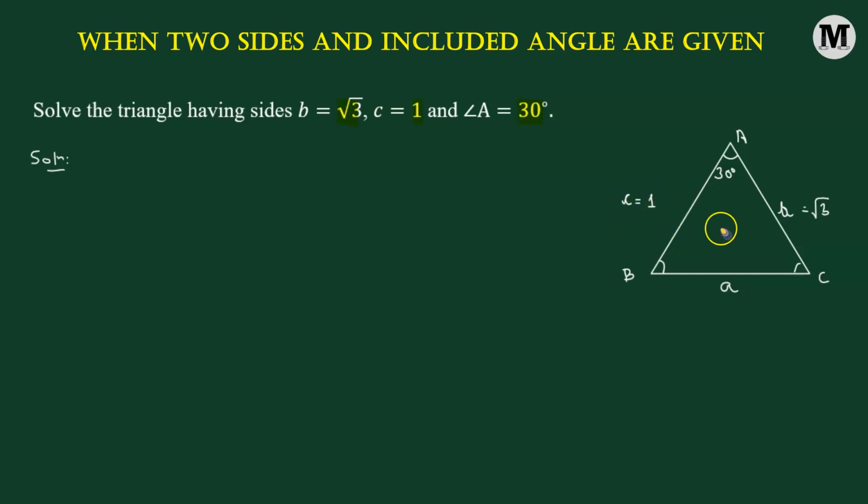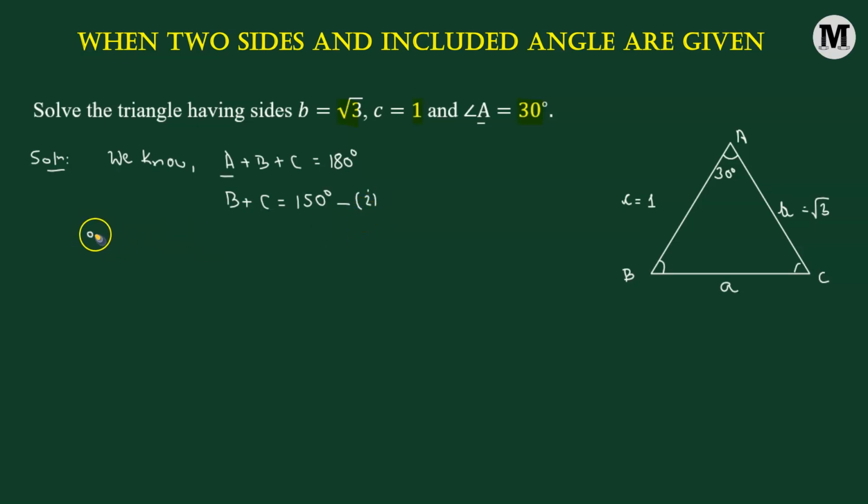Our goal is to solve the triangle, meaning we need to find the measure of angles B and C as well as the side a. To begin with, we use the fact that the three angles of a triangle add up to 180 degrees. That means A plus B plus C equals 180 degrees. Here angle A is 30 degrees, which gives the equation B plus C equals 180 minus 30, that is 150 degrees. So this is one equation. Let's label this as number 1.